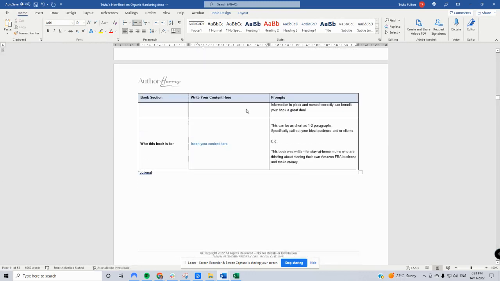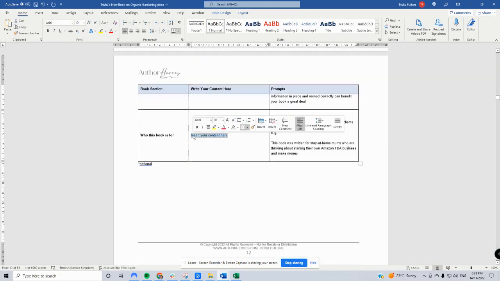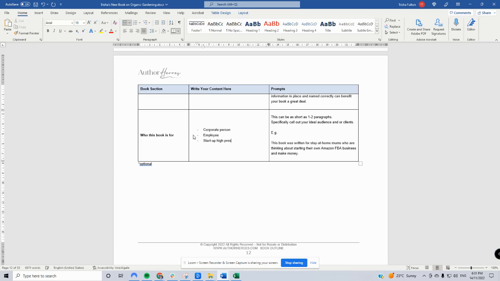Okay, who this book is for. So this is someone who's a corporate person. This is someone who's an employee. Perhaps this is really good for someone who's in a startup because that's pretty high pressure. I wouldn't go putting anyone suffering from anxiety. I think that's not really good because you're not really talking to anybody. That could be anyone. Everyone has a different cause of anxiety.